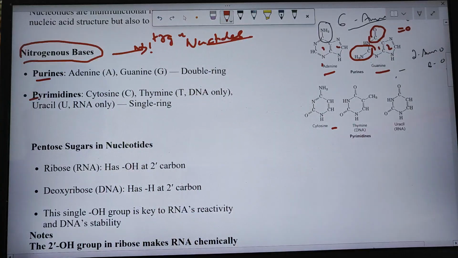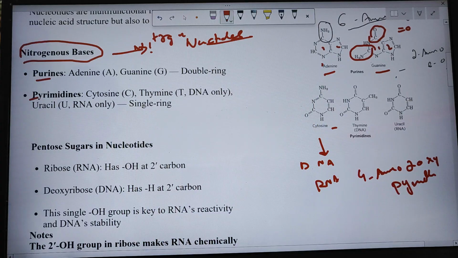The second type of nitrogenous bases in DNA and RNA are the pyrimidines, which are single ring structures, and the examples include cytosine, thymine, and uracil. Cytosine is common in both DNA and RNA. Cytosine is also called 4-amino 2-oxypyrimidine.